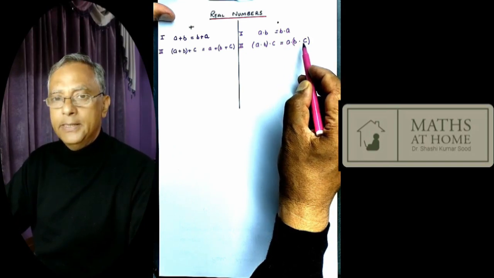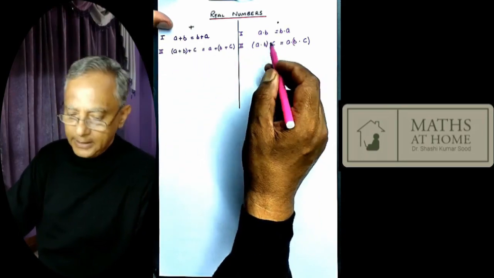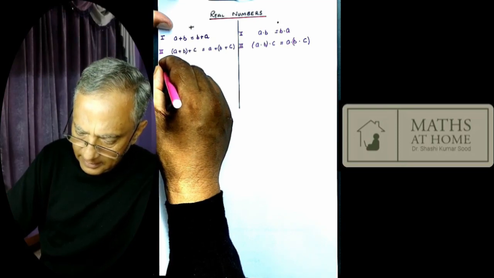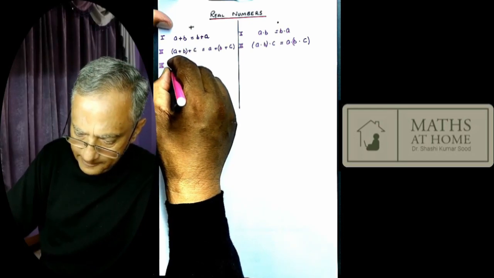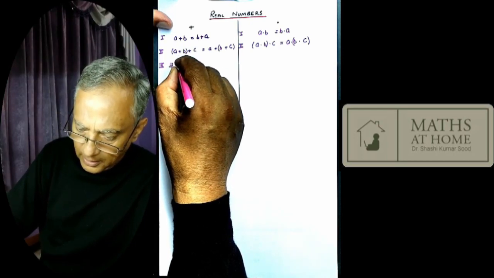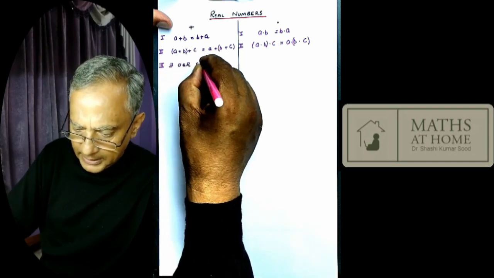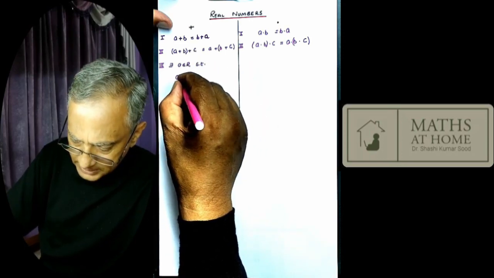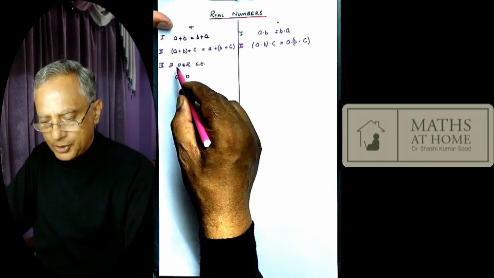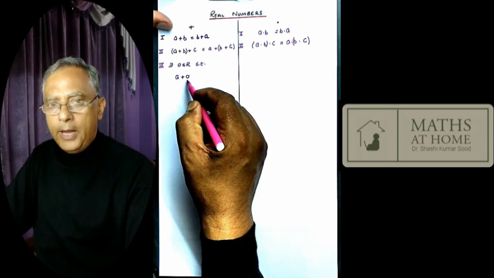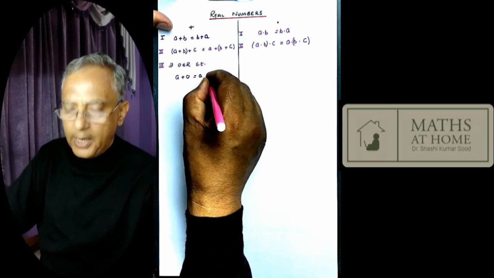The result will be same. This property is associativity. And third is existence of identity. There exists a real number 0 belonging to R such that A plus 0. That is, there exists such a number 0 which when added to A leaves it unchanged. Then such a number is known as identity.